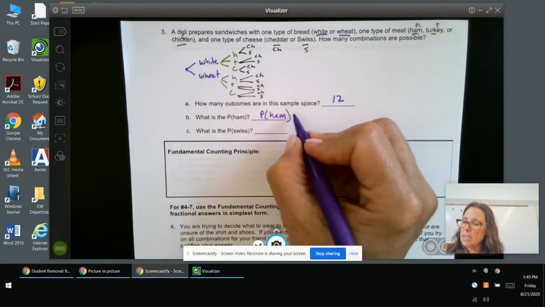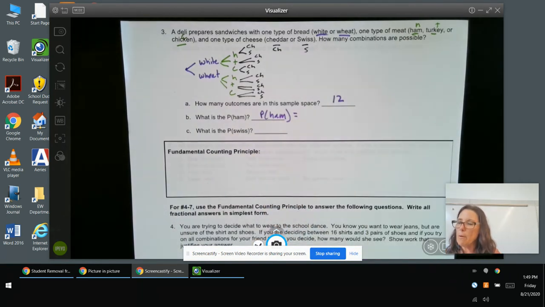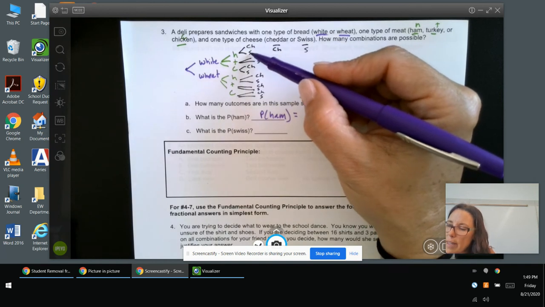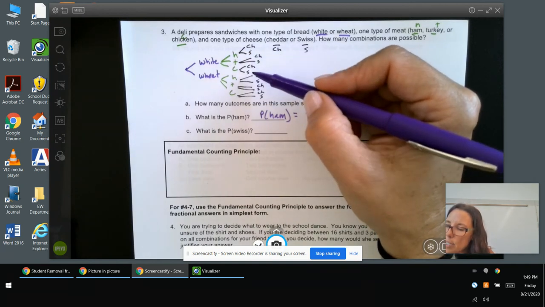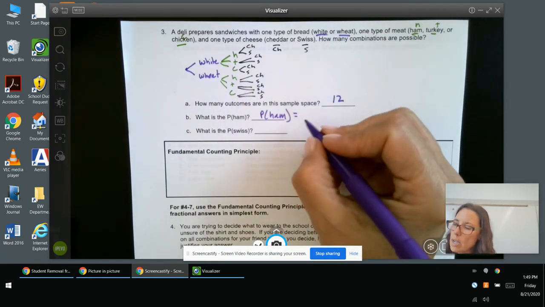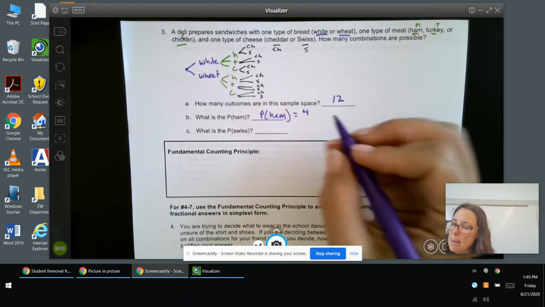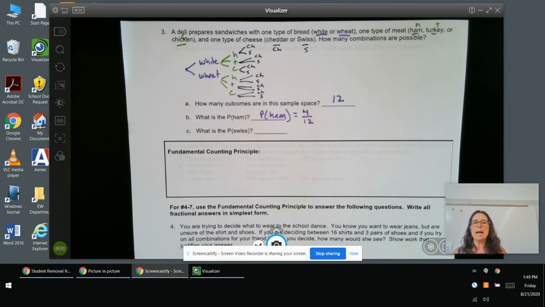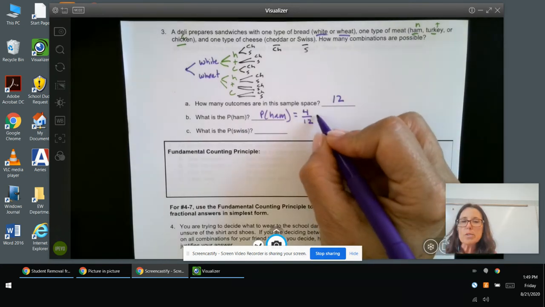All right, probability of ham. I see 2 things here with ham, and 2 things here with ham, and that would be it. So there are 4 sandwiches with ham on it out of 12 total sandwich possibilities. Let's make sure we reduce this to simplest form, 1/3.